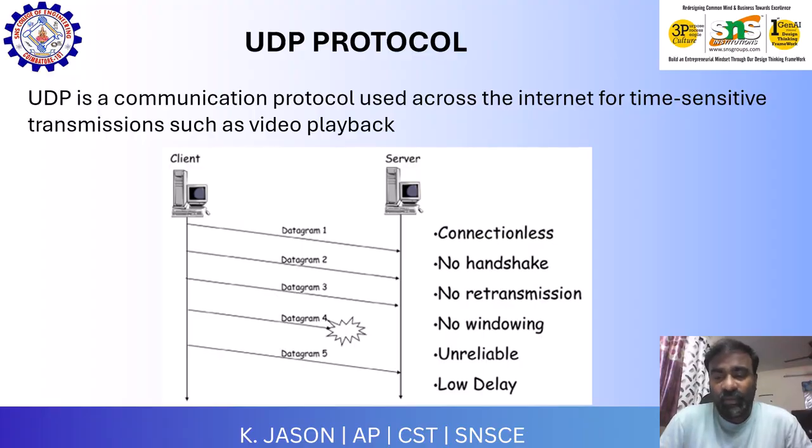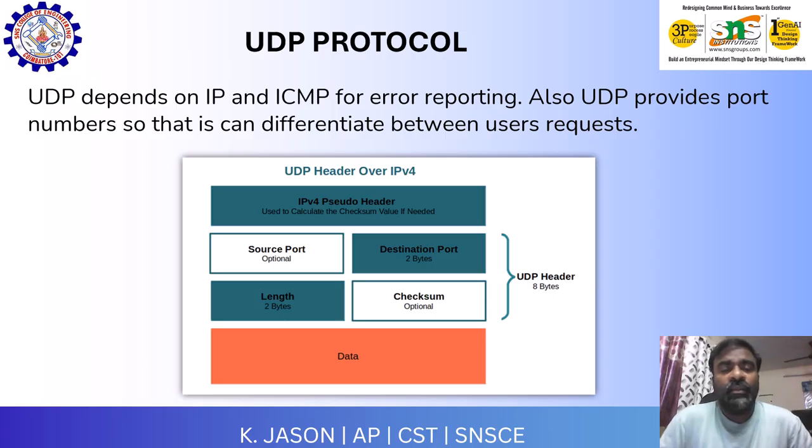Next, no windowing. Packets or data are sent during the time slot, so there is no windowing. Next, unreliable, meaning not reliable communication. We are not able to acknowledge whether the data reached the destination. It may be sent or may not. Low delay. This is the protocol format.